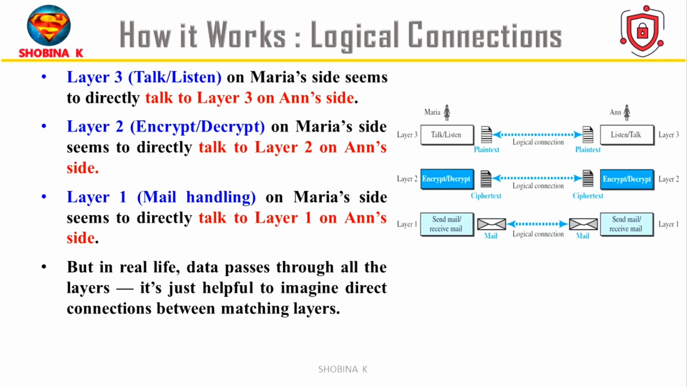Now think like this. Maria's layer 3 is chatting with Anne's layer 3. They are just passing plain text like a normal letter with no secret code. Next, layer 2 is sending encrypted messages, that is ciphertext, to the layer 2 on the other side. And layer 1 handles the mail, like an envelope moving from one person to the other. These are not real wires or physical connections. They are imaginary, but they help us to understand how communication flows layer by layer. And this is all about protocol layering and logical connections between layers.